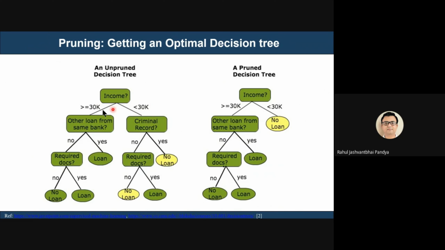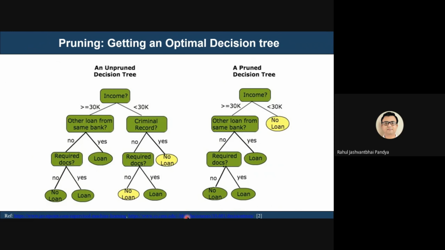So here you can see other loan from the same bank. If there is another loan from the same bank, we are not going to give them another loan. And if there is no loan taken from the same bank, we are going to ask, are there any documents that we need? If all the documents are satisfactory, then we give the loan. And if the required documents are not satisfactory, then we'll say no.